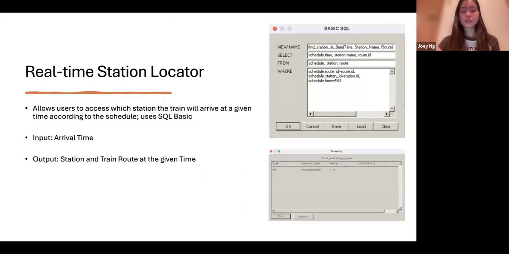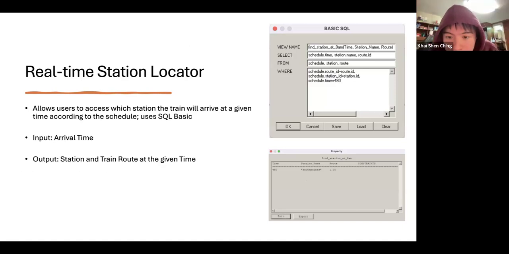Our fourth function is the real-time station locator, which allows the user to assess which station the train will arrive at a given time according to the schedule. So you can input the arrival time and you will get the station and train route at that given time. For example, right here is 8 a.m., that is 480 minutes from midnight. And then you will get the station and route at a given time. That is the South Points.